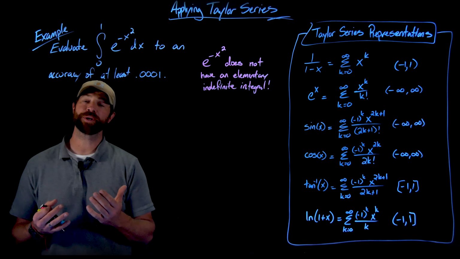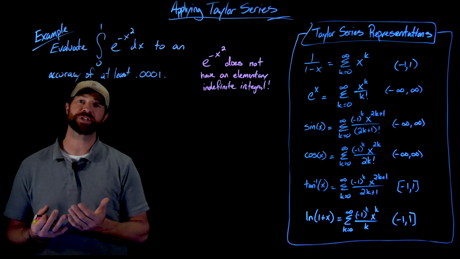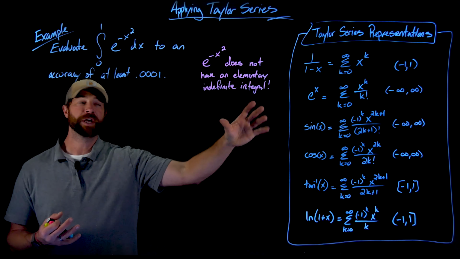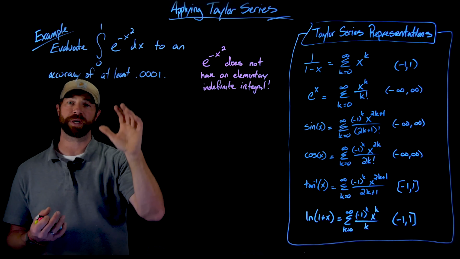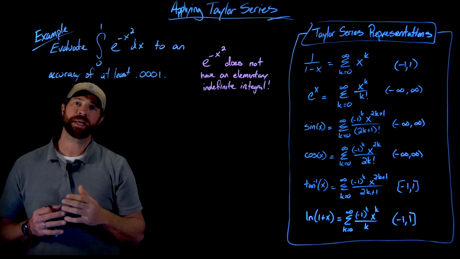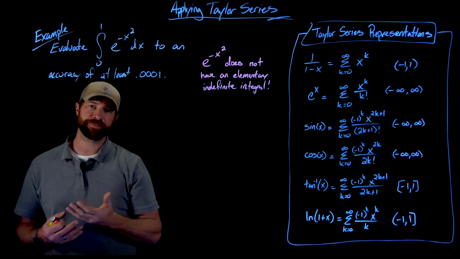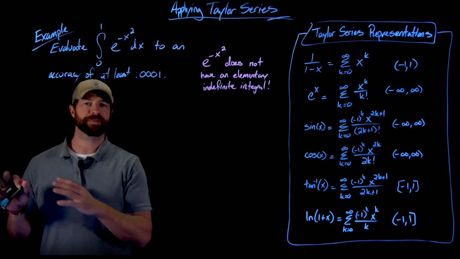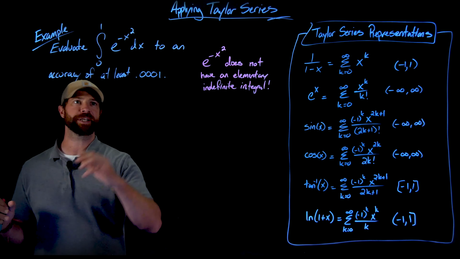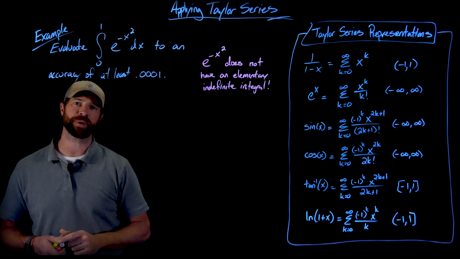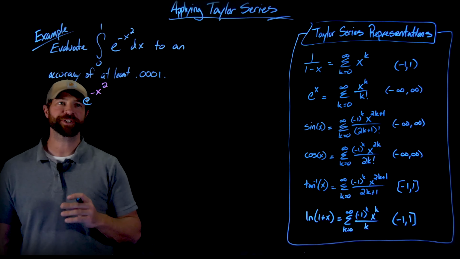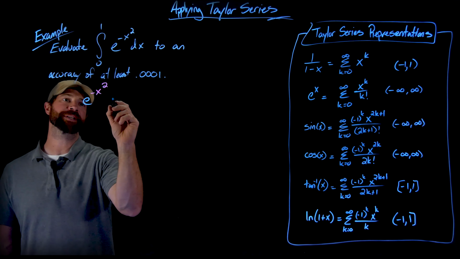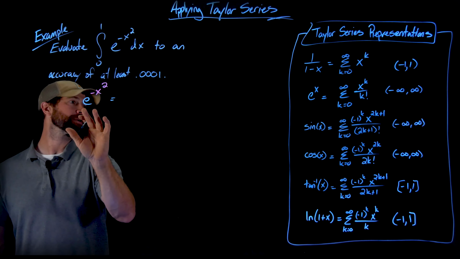So what we're clearly going to do instead is use the power series representation of e to the x, compose it with negative x squared, and then we're going to integrate. Importantly, we're going to be left with this infinite series, and we'll have to remind ourselves of different properties we've had previously on how to get the accuracy that we need. So first things first, let's create the Taylor series representation of this function right here.